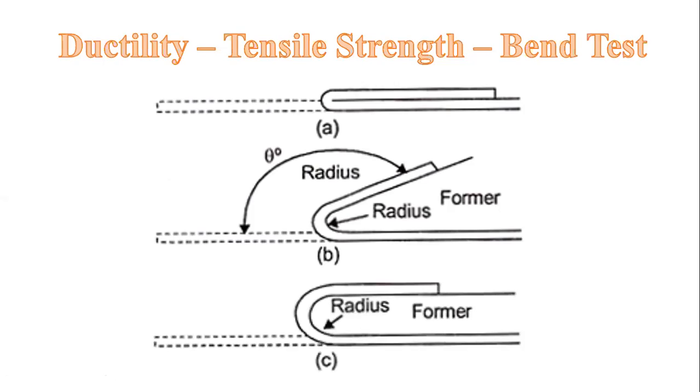And the last bending test is the 180 degree bend test. And this is a development of the angle bend test using a flat former as shown. Only the nose radius of the former is specified.